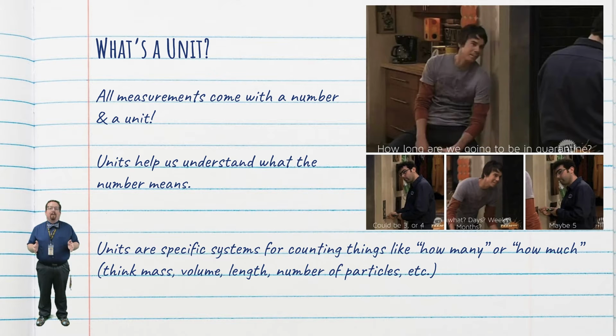Units are nothing more than specific systems for counting things, like how many inches wide a quarter is, or how much space a quarter takes up, or how much mass a quarter has. These systems of measurements, or units, are vital to communicating our measurements to the world. Without them, we just have a bunch of useless numbers.